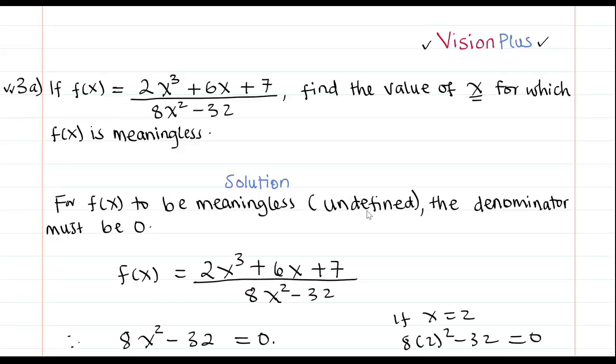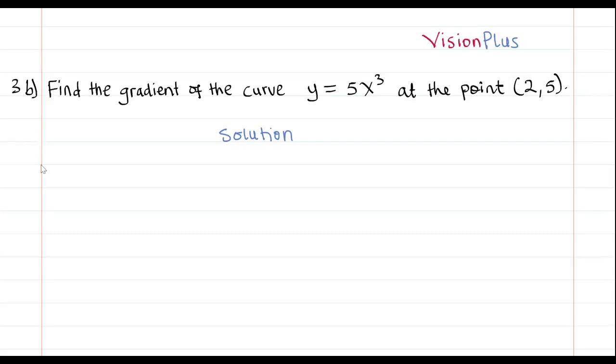And now number 3b. Number 3b says, find the gradient of the curve y equals 5x cubed at the point (2, 5). The curve is defined by y equals 5x cubed.